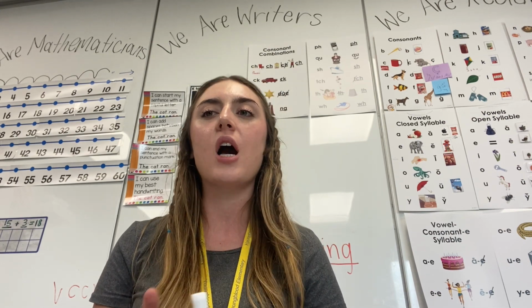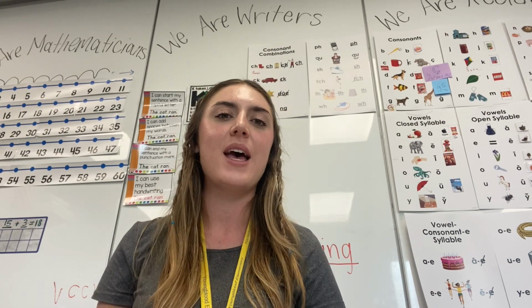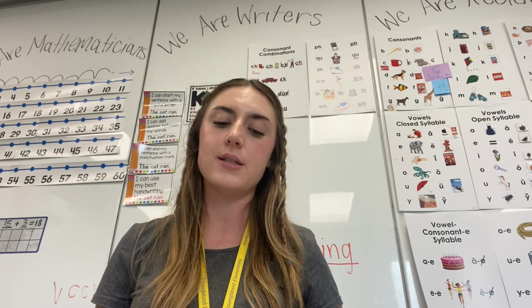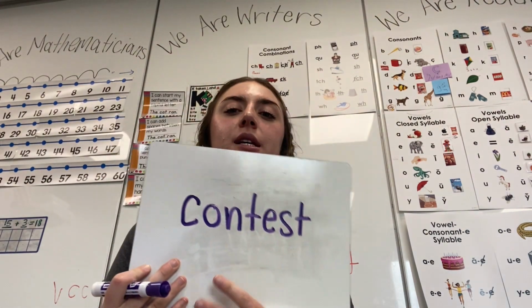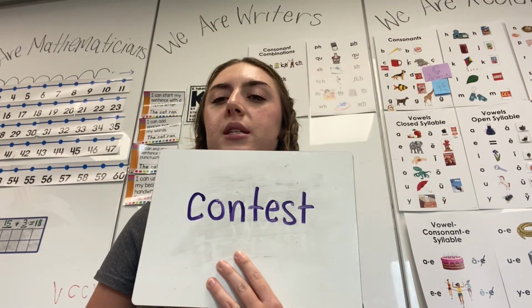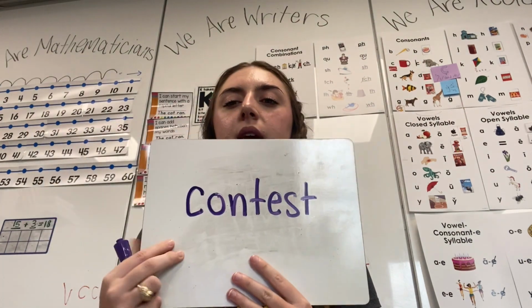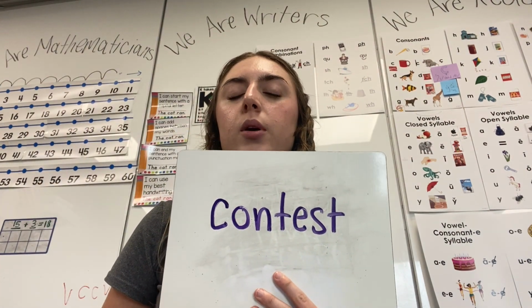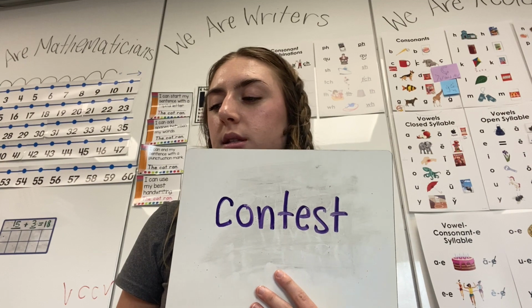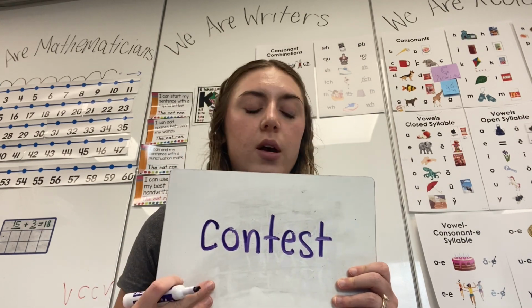But in the word contest, my mouth opened twice. I have both the ah and the eh sound. That is the word we're going to use for an example today, contest. This is known as a closed syllable multisyllabic word. You will see that it is a closed syllable word because both of our syllables are going to be closed, meaning ending in a consonant and having short vowel sounds.